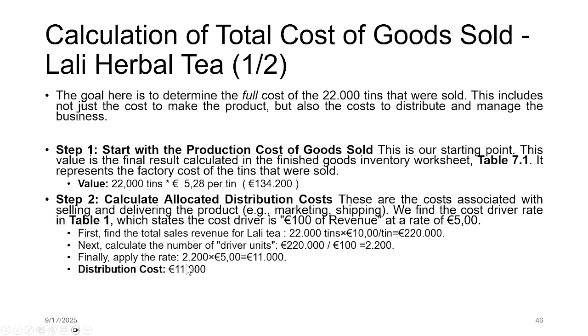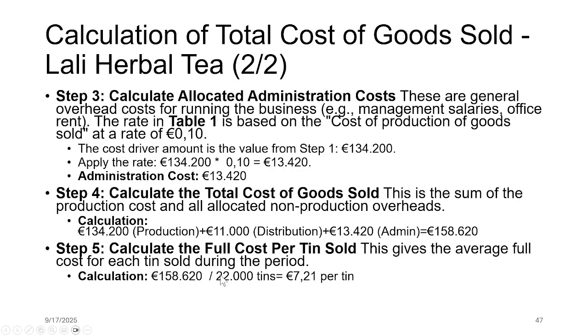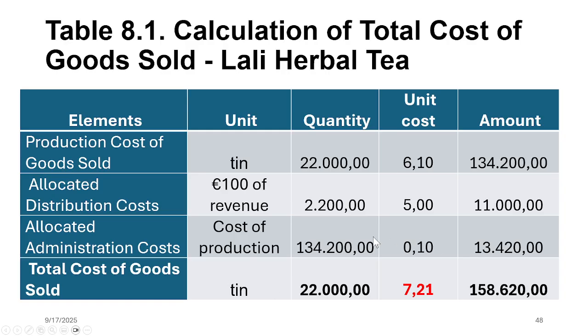Finally, we apply the rate for each unit driver for this center. The company has to pay 5 euro of indirect cost per unit. So we have 5 multiplied by 2,200, which equals 11,000. Finally, we have a distribution cost for this product of 11,000. So you can see from here 11,000, right? And you just finished the last step.